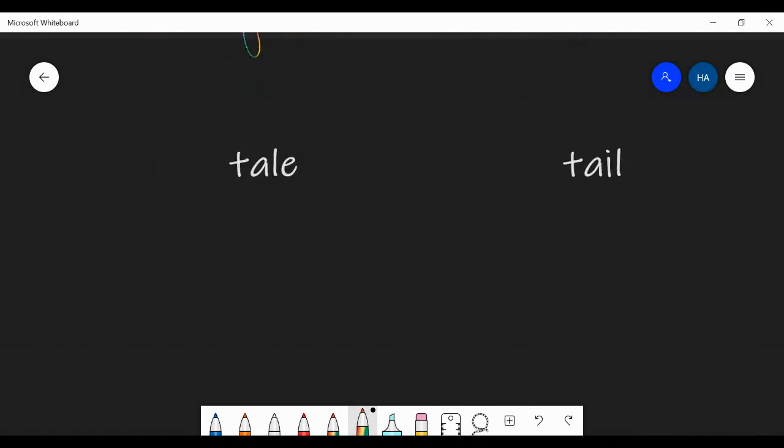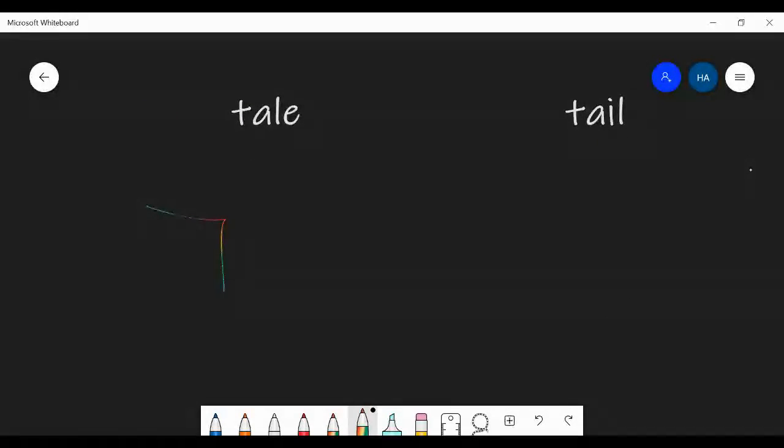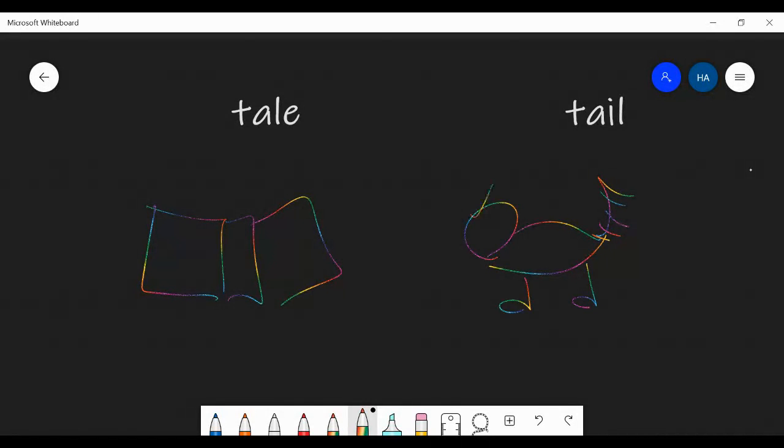And then tale and tail. This tale, T-A-L-E, is a story from a book. And T-A-I-L is like what you find on a dog, his little tail. Woof.